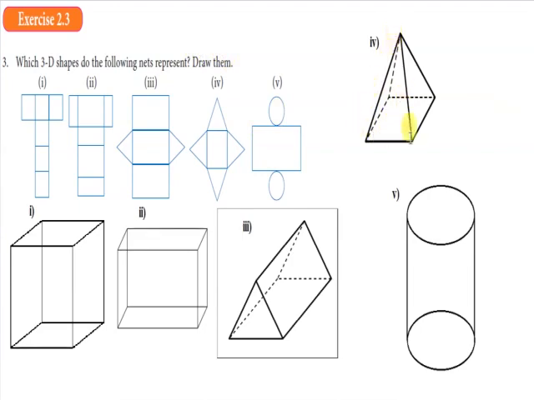So what is the last figure? It is two circles. We will fold this rectangular part and we will get a cylinder. So including this diagram, you have to write what each shape is.